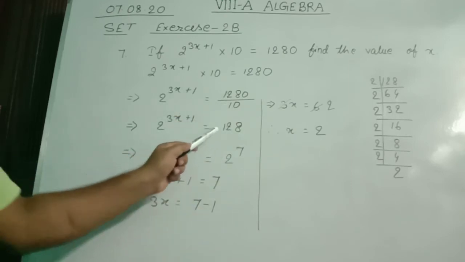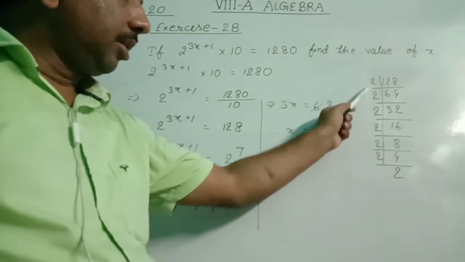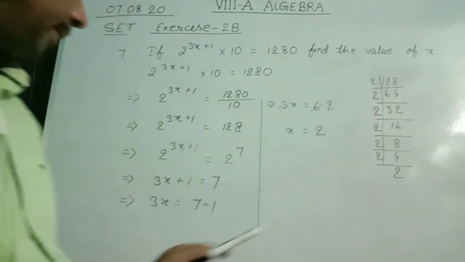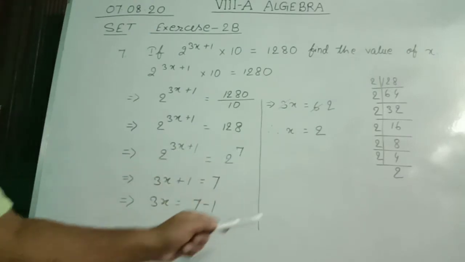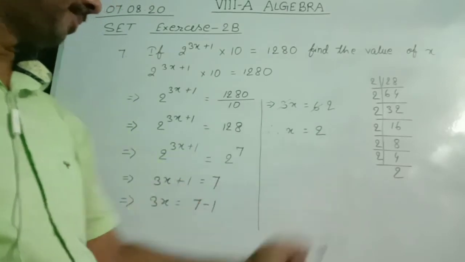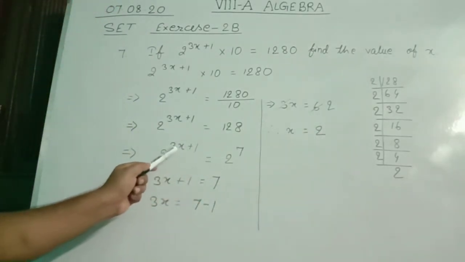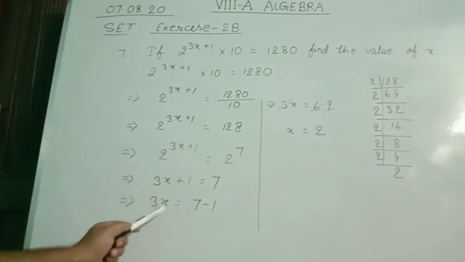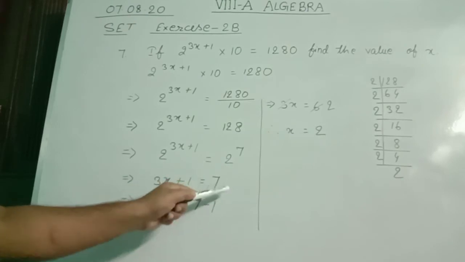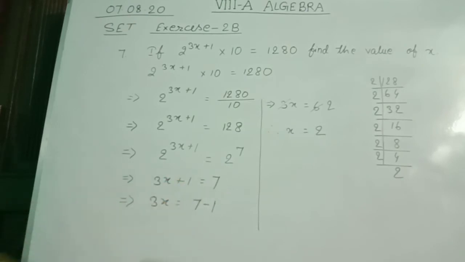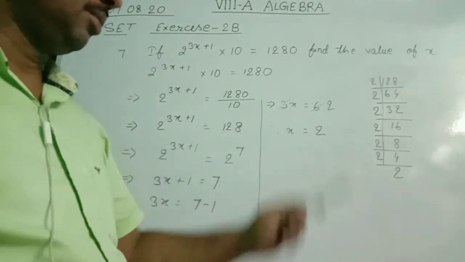And then I found the prime factors of 128. There are seven 2s. So I wrote 2^(3x+1) = 2^7, because here 7 times 2 is coming. So these bases are the same, so I cancelled them, and we have now 3x + 1 = 7. 3x = 7 - 1 by the rule of transposition. 1 went that side, so after going that side it will be minus. So 3x equals 6, so x equals, 3 twos are 6, x equals 2.